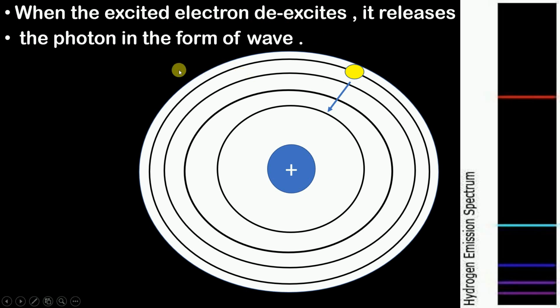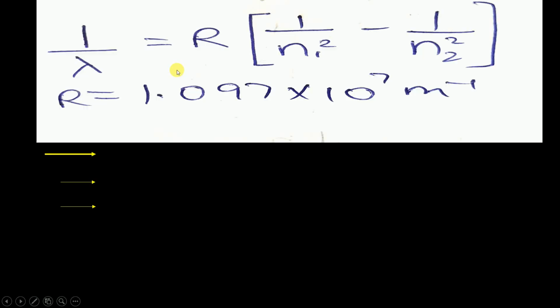it releases the photon in the form of a wave. Now what is the relation between lambda and n? It is 1 upon lambda equals R into (1 upon n1 squared minus 1 upon n2 squared), where the value of R is 1.097 into 10 raised to 7 meter inverse. Now this R is known as the Rydberg's constant. This formula was given to us by Rydberg, therefore it is known as the Rydberg's constant.